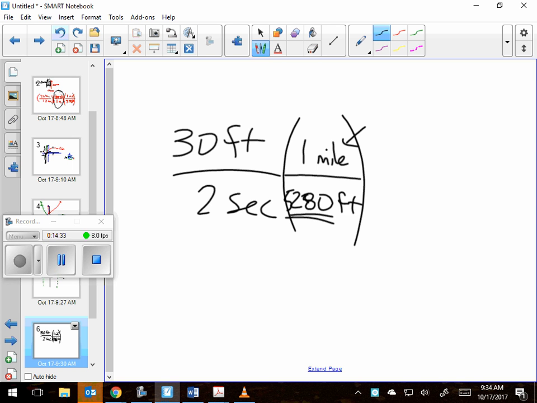5,280 feet per mile. So now I've got my answer in what? Miles per second. Is that what you're used to? No, you're used to miles per hour. So we need to somehow change this. I got the miles part right. I got the second part. That's what I want to fix. So I'm going to get that seconds out of there.